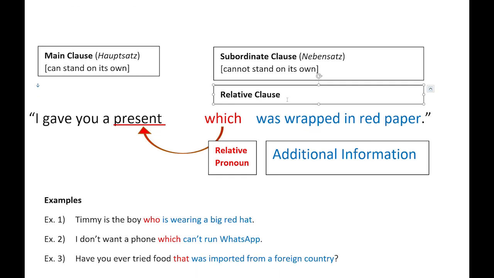So, a relative clause is a type of subordinate clause. And you can always identify it by looking out for the relative pronoun, which is marked in red. And all the relative pronoun does is add more information, which is here in blue, about a noun which is present here in the main clause. So the relative pronoun which is used to add more information to the noun present. Okay? So this is basically it.